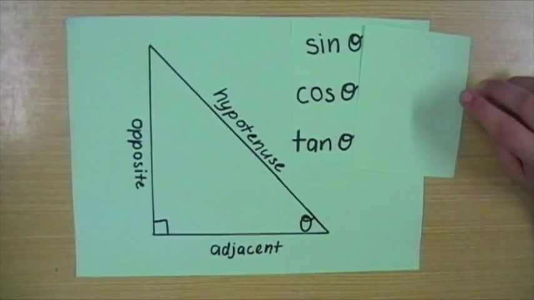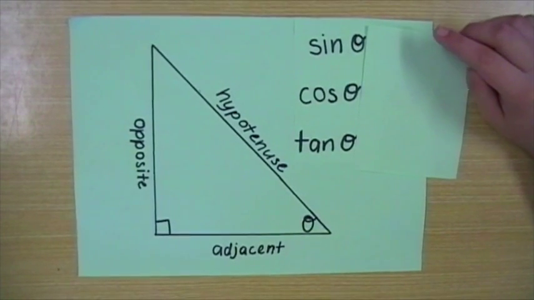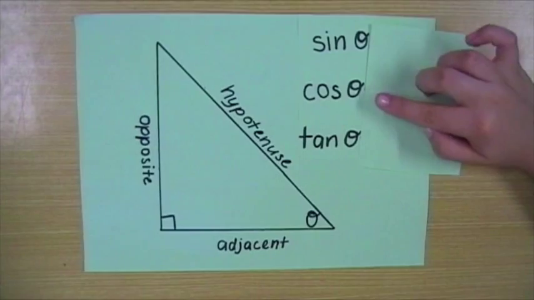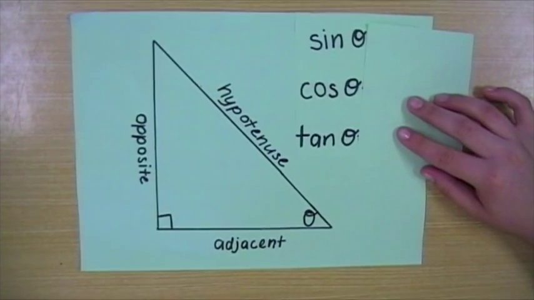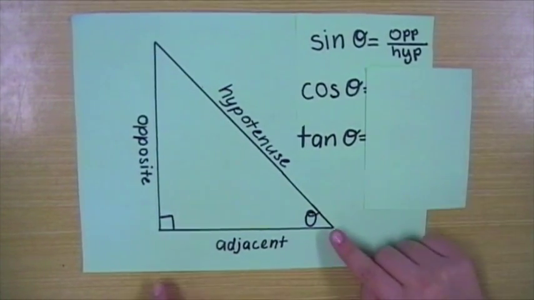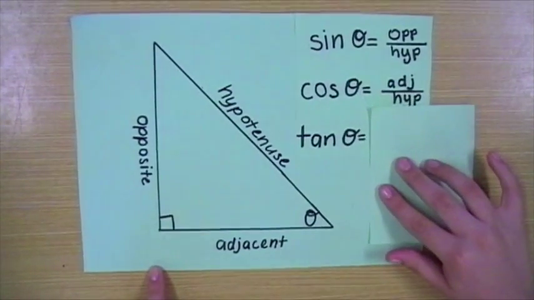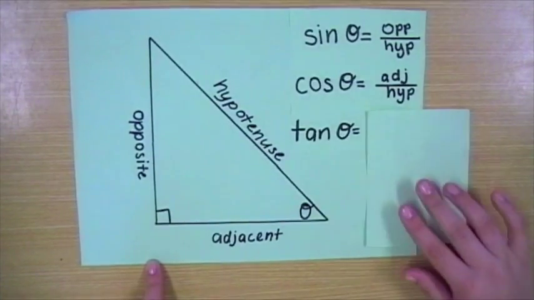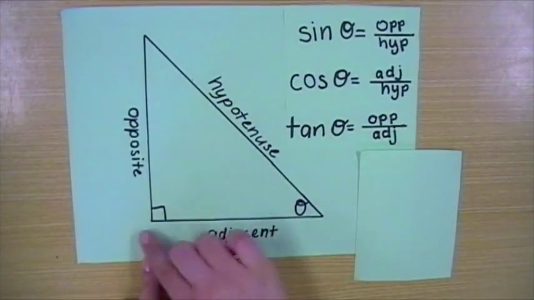Today we will learn the 3 trigonometric ratios. Regardless of the size of the sides, we can define the sine, cosine, and tangent ratios of an angle. The 3 trigonometric ratios are sine theta equals opposite over hypotenuse, cosine theta equals adjacent over hypotenuse, and tangent theta, which equals opposite over adjacent.